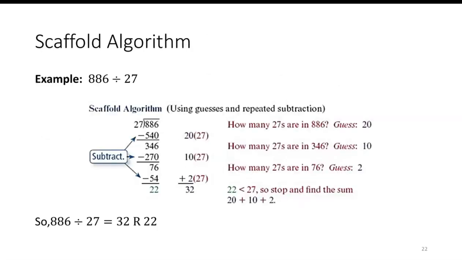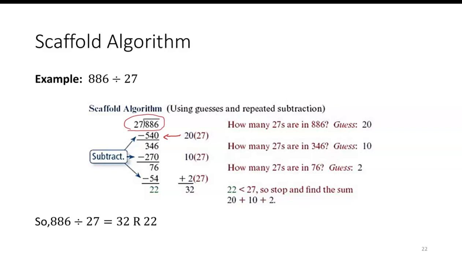On a larger scale, we have the scaffold algorithm, which is basically doing the repeated subtractions, but on a larger scale. So for example, if I want to do 886 divided by 27, I would write it out in the long division form you see here. And then I ask myself, how many times does 27 go into 886? And just take a guess, make sure you're low. Doesn't really matter. In this case, I'll choose 20. And well, 20 times 27 is 540. So I'd put the 540 right there and subtract. 886 minus 540 gives me 346.